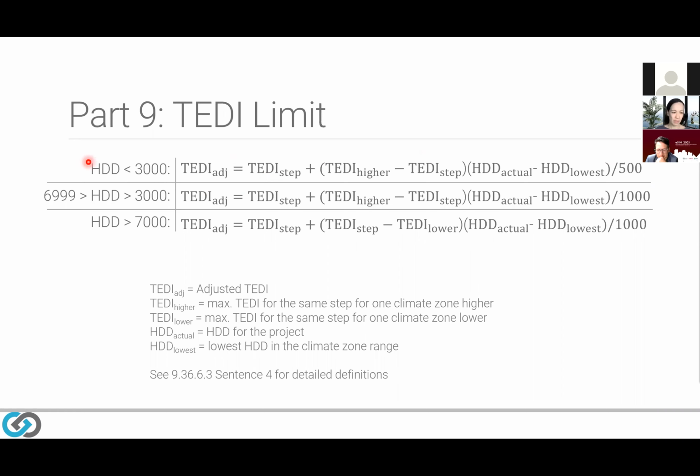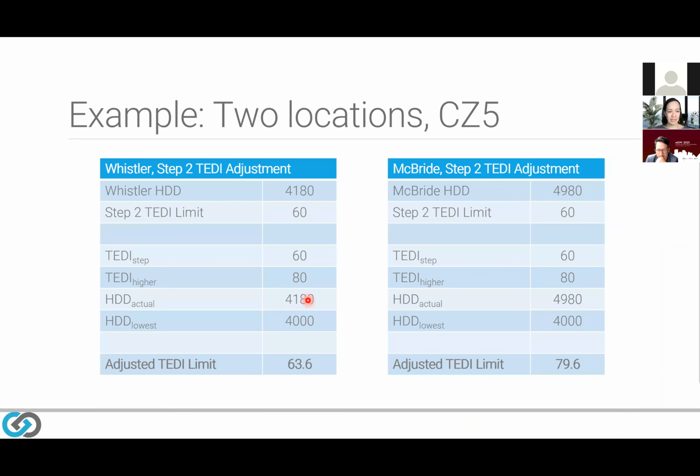So they follow along with these equations. If you're in climate zone 4 or climate zone 8, then you follow one of these 2 calculations, and anywhere in between, climate zone 5 to 7, that's where there's that interpolated value. So this is an example. Here we have 2 locations in climate zone 5. Whistler has heating degree days of 4180, so on the low end of that climate zone, and McBride has 4980, so almost bumping up against climate zone 6.